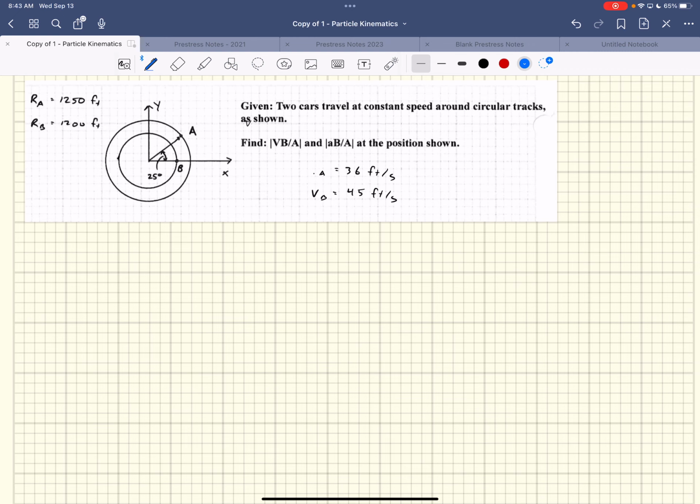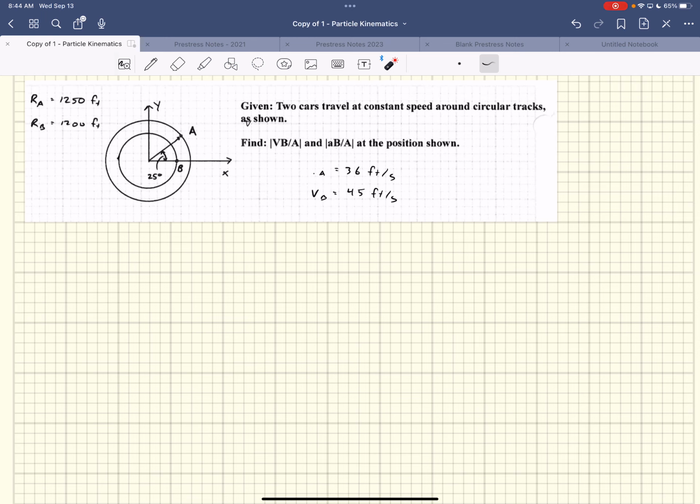Okay. So the way this problem works, let's take a minute to describe these things here. All right, so we have two cars. Two cars are traveling around at a constant speed around circular tracks as shown. Find the velocity of B as seen from A and the acceleration of B as seen from A at the positions shown. So this guy's traveling around at a certain speed, and then there's another car here traveling around at a different speed. They're on two different tracks. And so this is a culmination. This is the one that I've been telling you about.